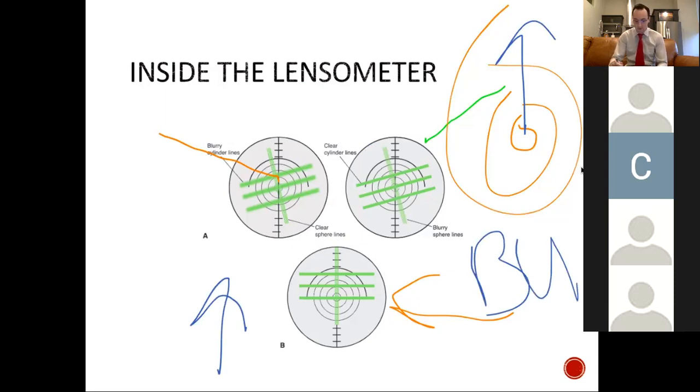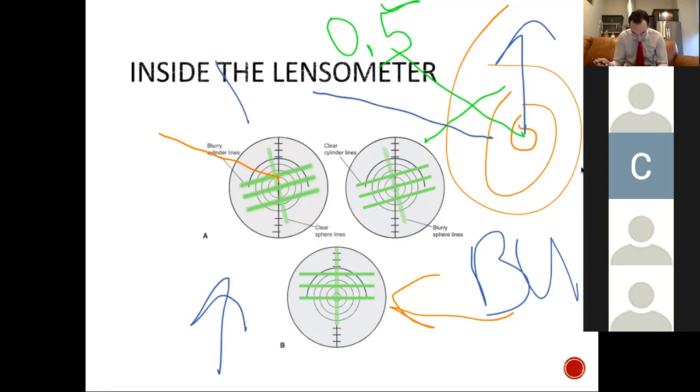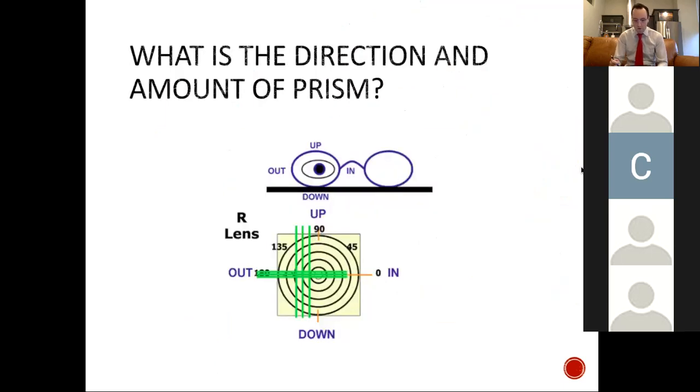And another comment to make here would be the innermost circle here is going to be about half a prism diopter, okay, in terms of the amounts of prism. And every other circle is going to be representative of one prism diopter. So in the case below, I would argue the patient has about a diopter of base up prism, okay? So let's go ahead and do some example problems here.